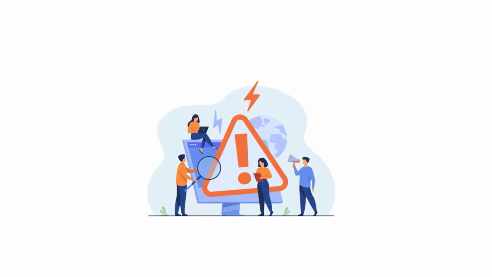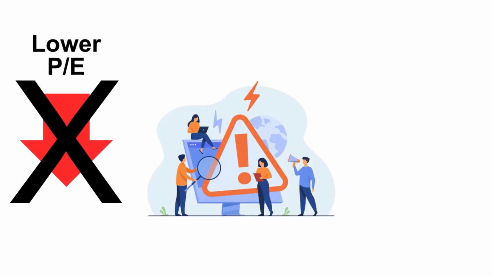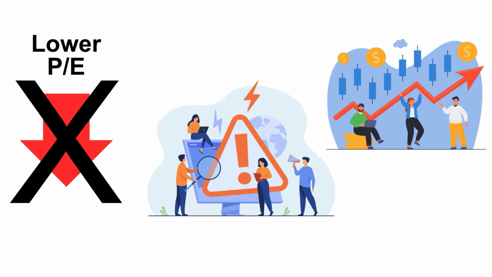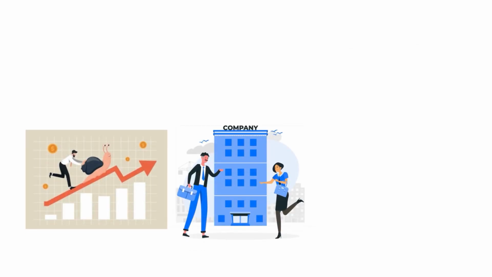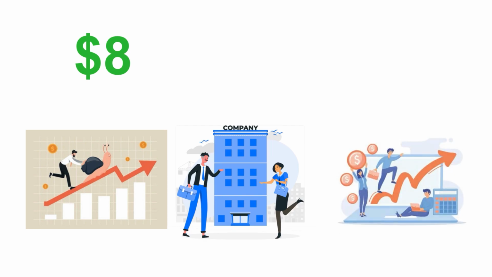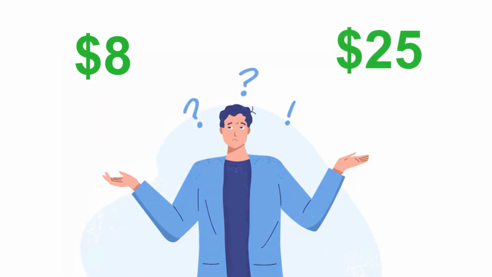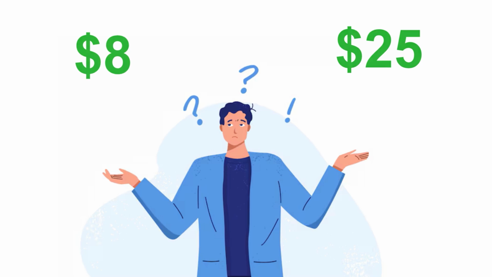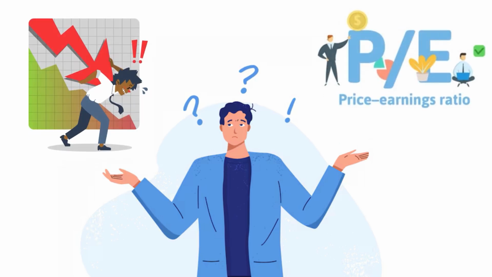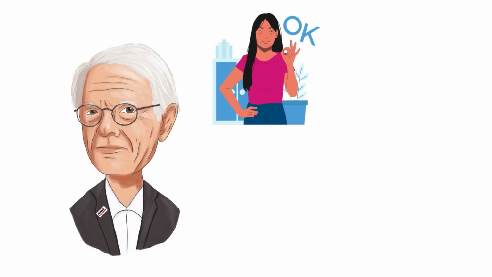But here is the problem. A low PE does not automatically mean a stock is a bargain. A slow, stagnant company might have a PE of 8, while a fast-growing company might have a PE of 25. Which one is actually cheaper? That is where the PE ratio fails you, and that is exactly why Lynch went further.